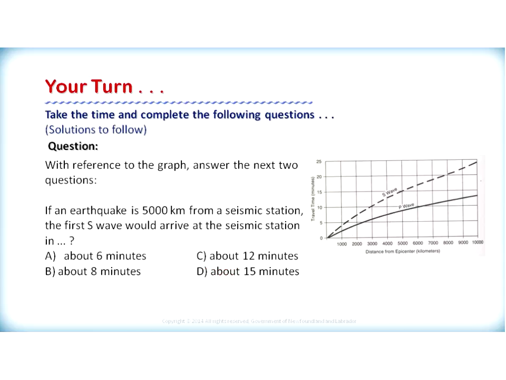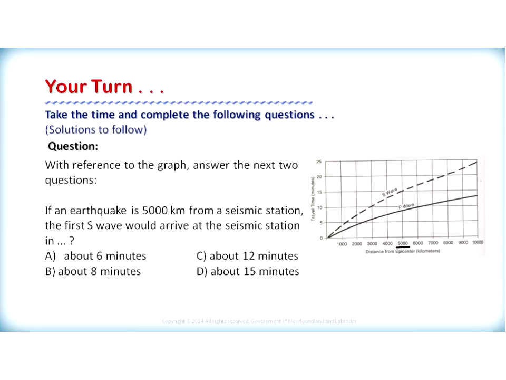The second question reads, if an earthquake is 5,000 kilometers from a seismic station, the first S wave would arrive at the station in how many minutes? So if we go to our question, we know that the distance to the seismograph station is 5,000. Now we want to know when the actual earthquake wave would arrive at the station.